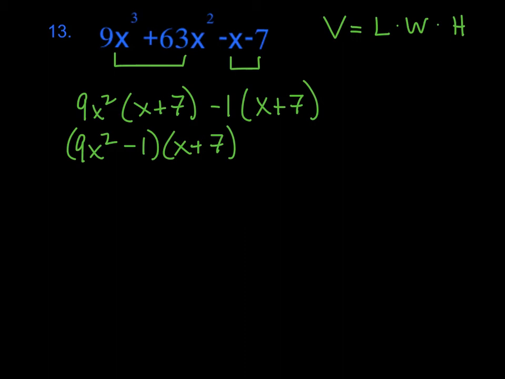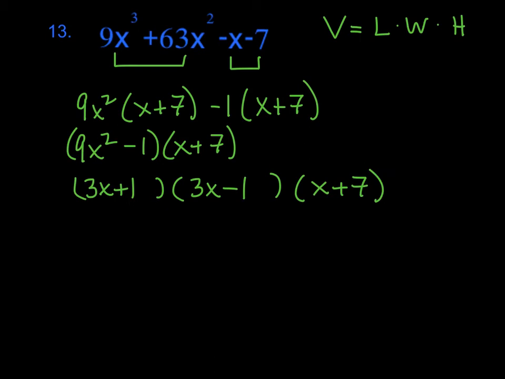So hopefully at this point your brain's working, and you realize, oh, this is the difference of two perfect squares. So I can keep going with that. So let's open up two sets of parentheses on that, and we're going to get 3x plus 1, and we're going to get 3x minus 1. And then we drop down x plus 7.